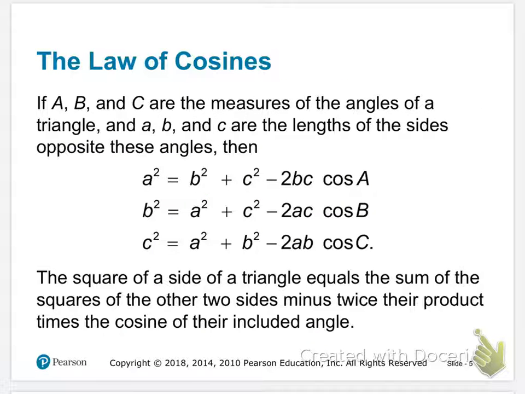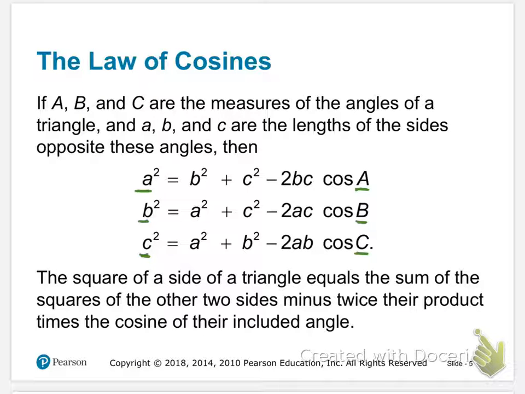The Law of Cosines. If A, B, and C are angle measures, notice those are all capital letters, and a, b, and c lowercase are all side lengths opposite of those angles, then these are all three the exact same formula. Notice when you're looking at this, whatever you have as your side that you're solving for out here, that's the angle on the inside. That's the most important portion to notice. And then this is just the words version of it.